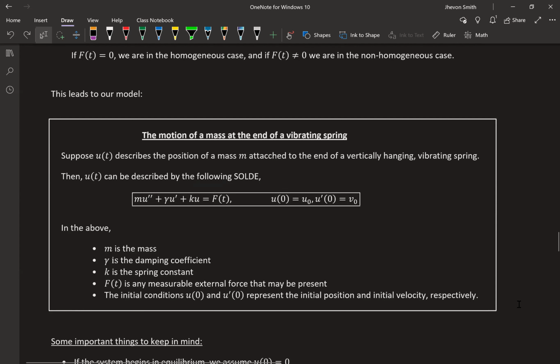The motion of the mass at the end of a vibrating spring, if u of t is the function that is measuring its position, then this differential equation will model that motion. In this equation, m is the mass, gamma is the damping coefficient. This is the constant of proportionality for the resistance force. K is the spring constant, and big F of t is any external force. Your u of 0 is the initial position. Your u prime of 0 is the initial velocity.